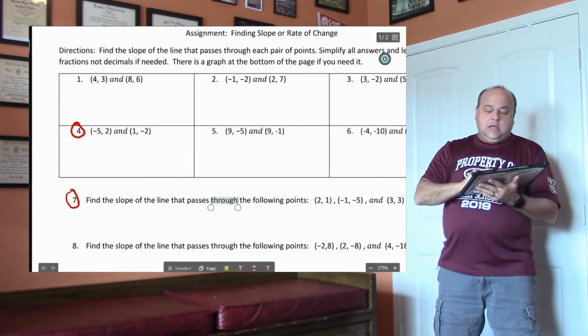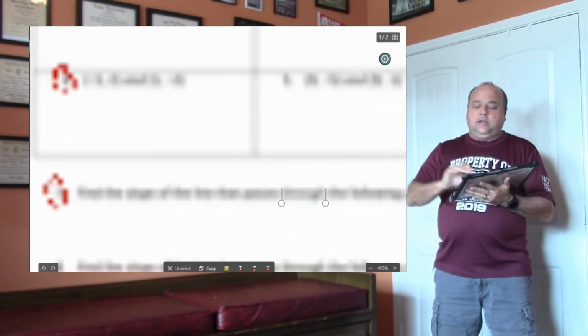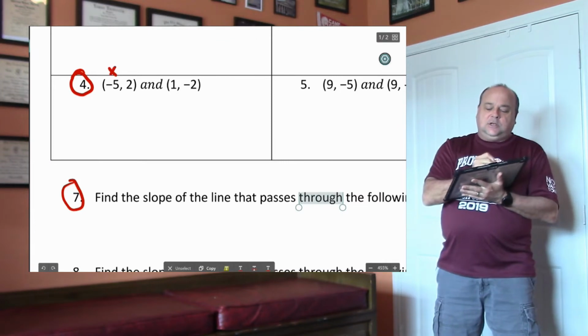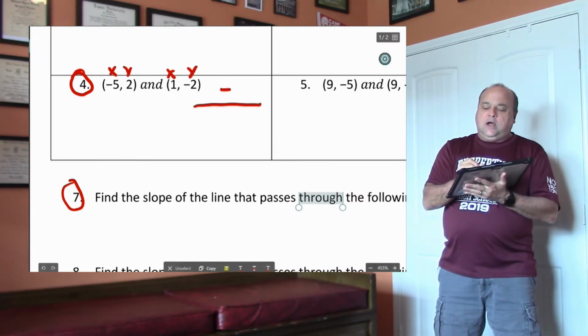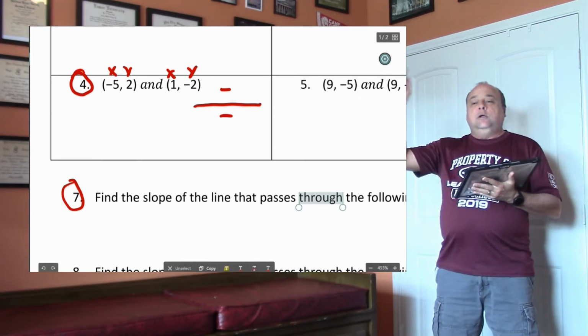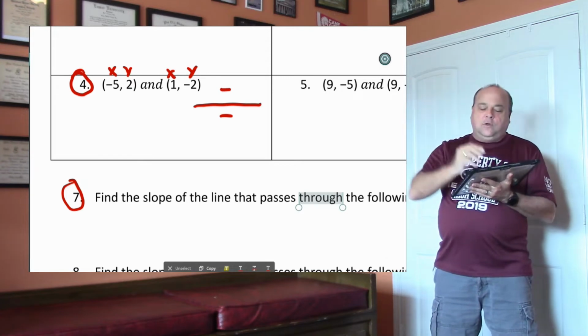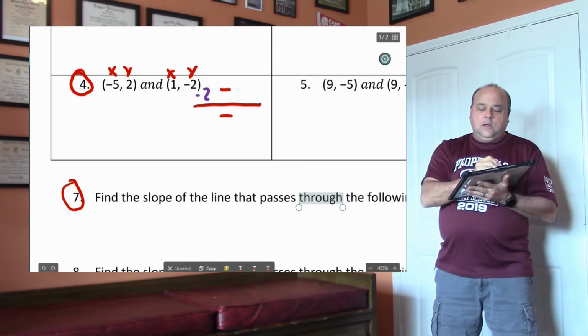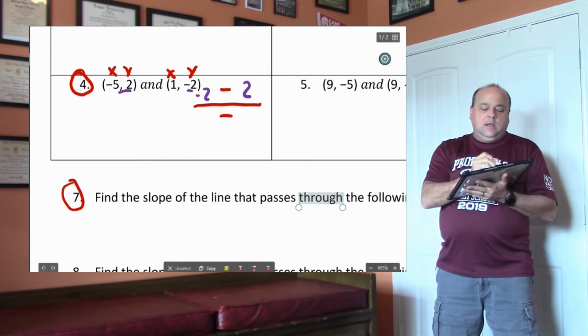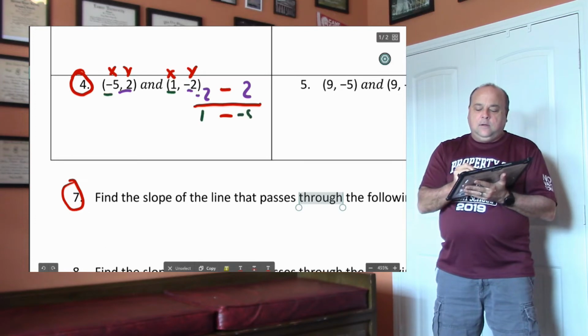So let's look at number 4. I'm only going to do one of these up here. Something that might help is to put x, y. And remember, we're going to do y minus y over x minus x. So I'm going to put my two minuses up here. You usually go with the right to the left on the point. So negative 2 minus 2. Those are my two y's, right? And then I'm going to put my x's. My x's are 1 and negative 5.